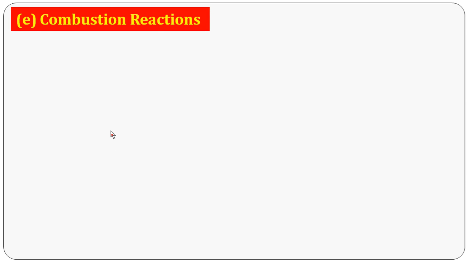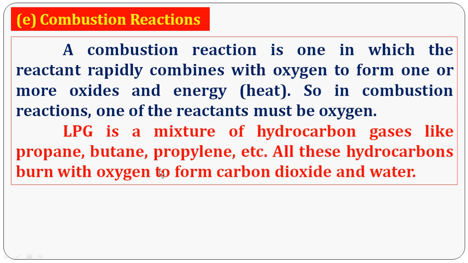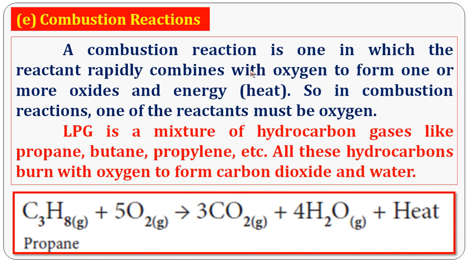The fifth one, combustion reactions. Combustion means addition of oxygen. A combustion reaction is one in which the reactant rapidly combines with oxygen to form one or more oxides, and it produces energy as heat. So the heat is liberated, so it is called an exothermic reaction. In a combustion reaction, one of the reactants must be oxygen.